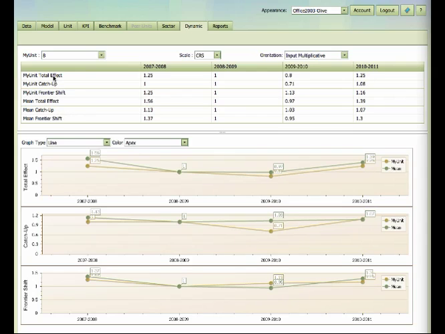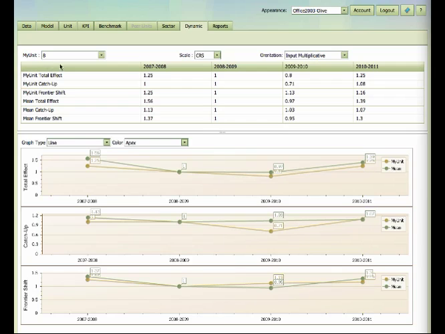The total dynamic effect is a product of two things, namely catch up and frontier shift. Catch up is a question of how much closer you get to best practice in a given period, and frontier shift is the question of how fast best practice is progressing or regressing from one period to the next.